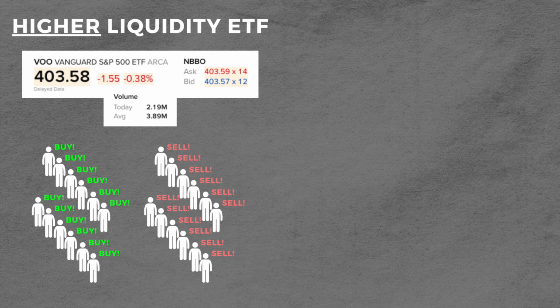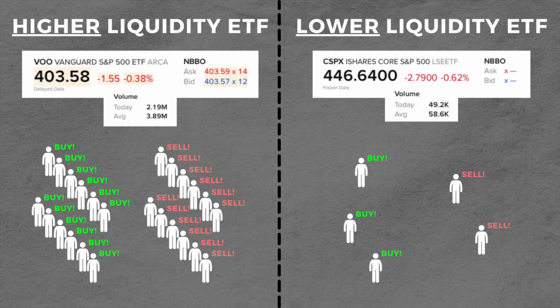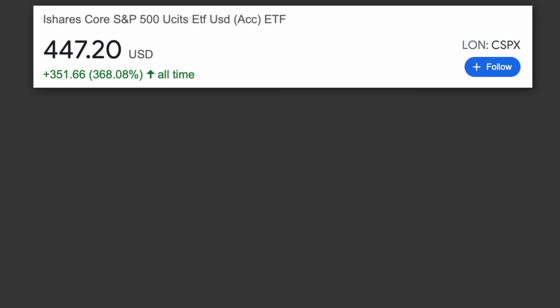Since there are more buyers and sellers, you will find it easier to buy and sell at a price that is more favorable to you. But if the trading volume is low, you might find yourself in a situation where you have to buy at a slight premium or sell at a slight loss. So just a very rough example.